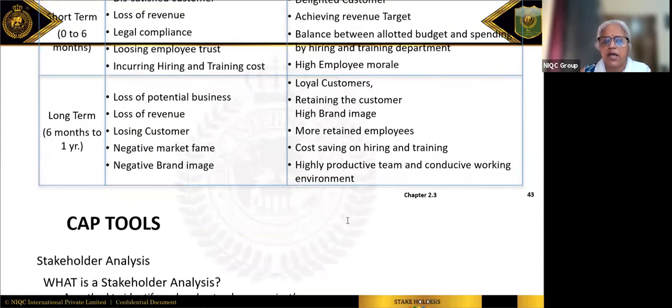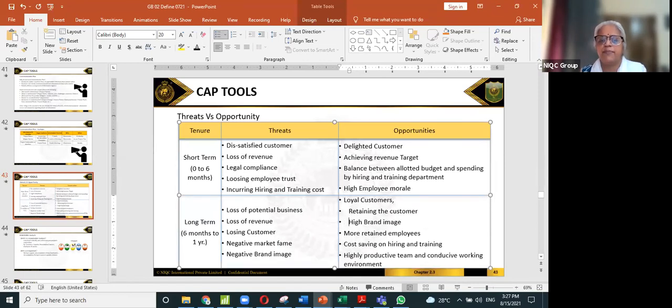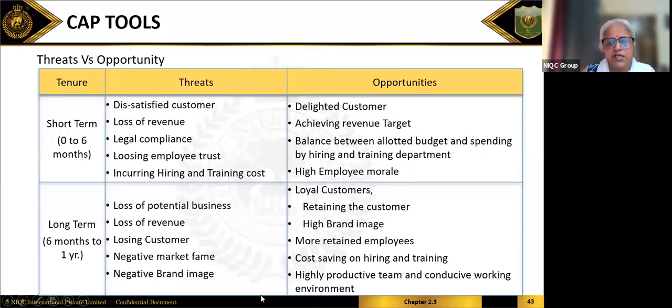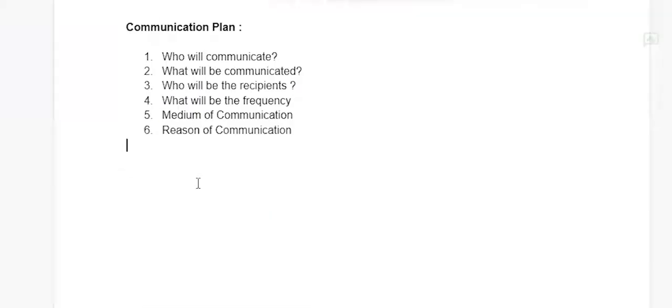So this is what I am trying to capture. Okay, this is what will happen if I get short-term and long-term benefits. So what is threats versus opportunities? That is also part of our CAP tools. So let me write it here. Threats versus opportunities. What are the threats?